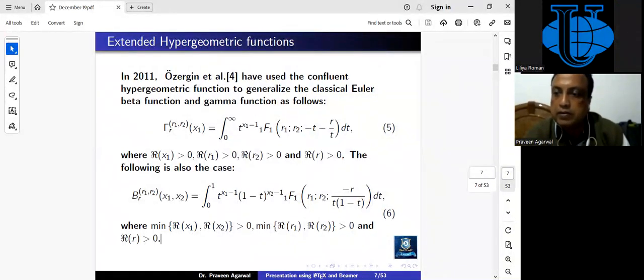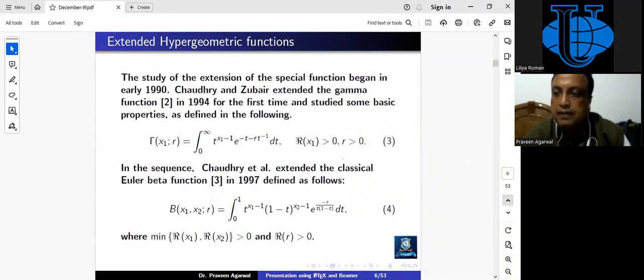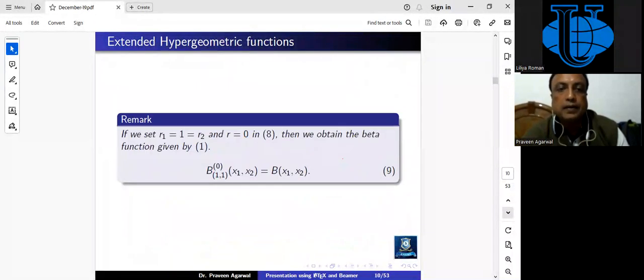Now we are going to the next slide. Then, if we set R1 equal to 1 and R2 equal to 1 and R equal to 0 in equation 8, then we obtain the beta function, which is given by equation 1.